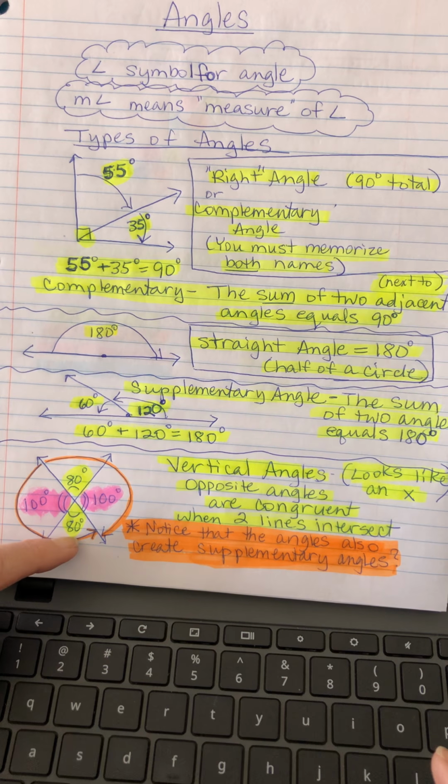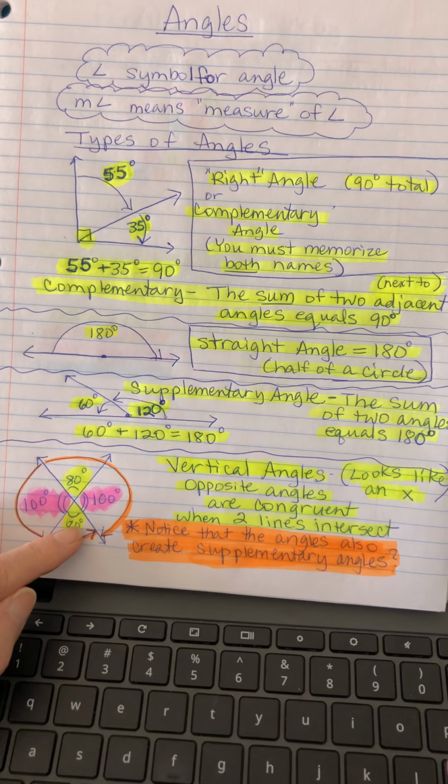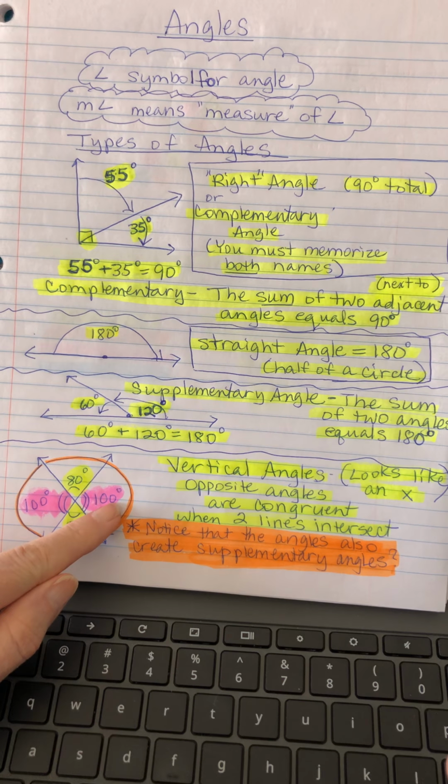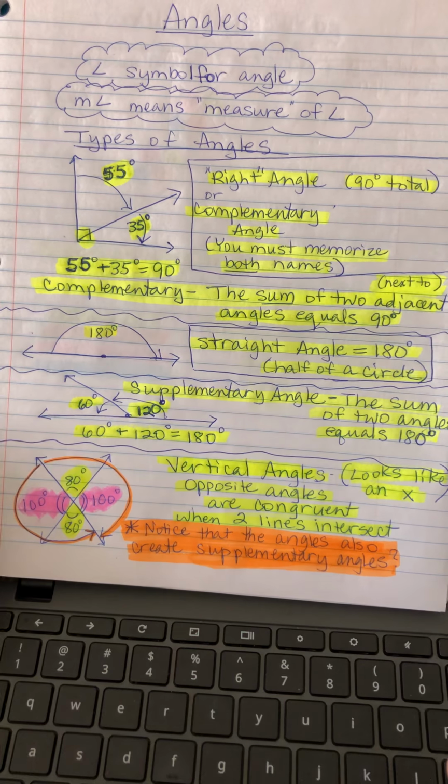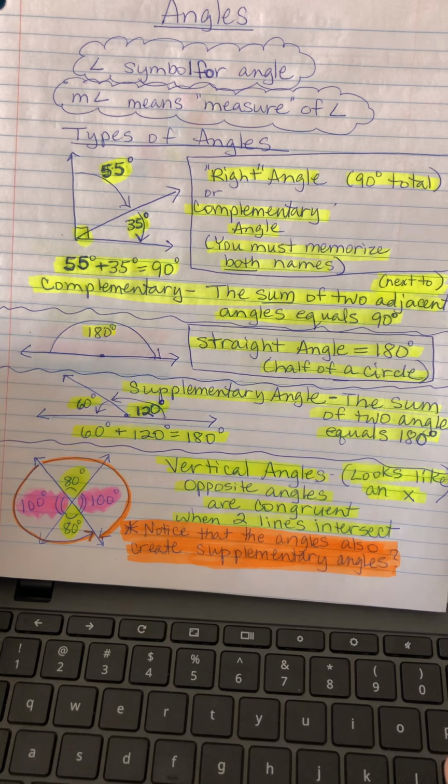Opposite angles are congruent. Okay, so if you notice, this is 80, so is that. If that's 100, so is that. If I had one of these missing, it wouldn't matter. I could fill in the blanks of the missing, okay? And I'm just going to throw this out there.